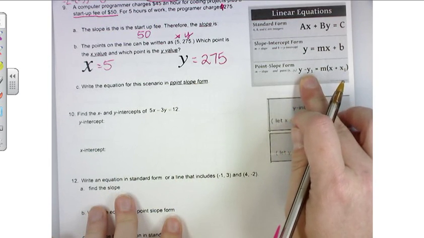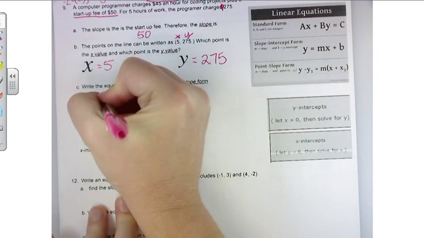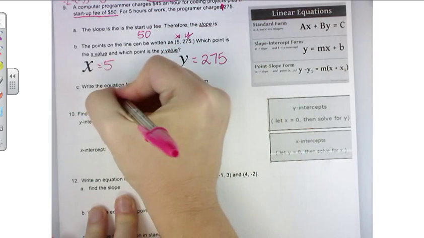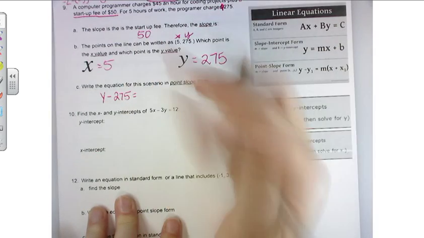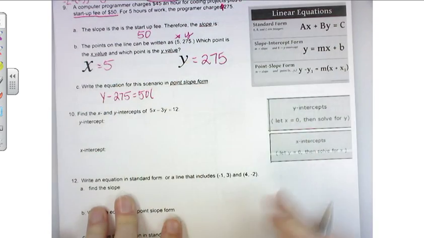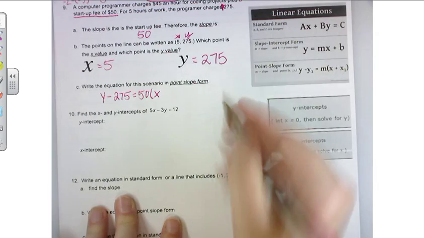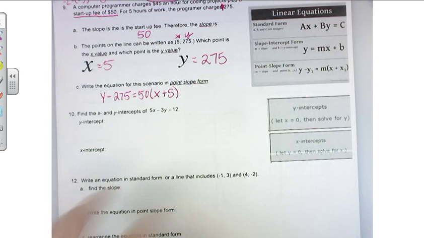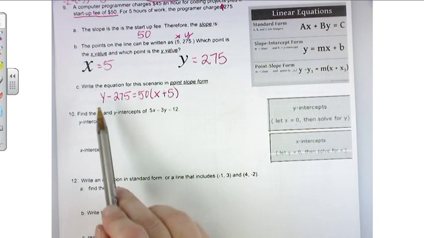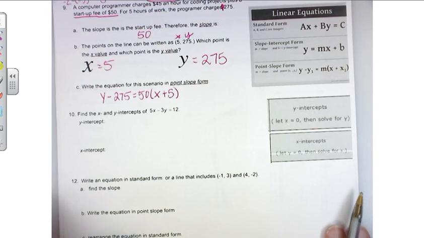So y minus y1 means the y1, we substitute that in from a point. So we keep the y minus, our y is 275, equals, then it wants our m, our slope, 50, parentheses, x plus our 5 right here. And we're done. We don't have to do anything else. It just wants you to write it in point slope form. So it's y minus 275 equals 50x plus 5. Done. It's the best linear equation of the linear equations.